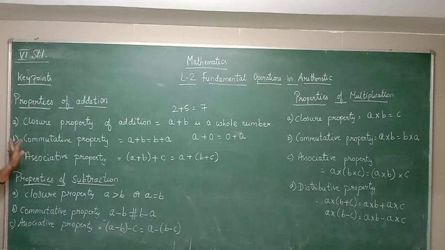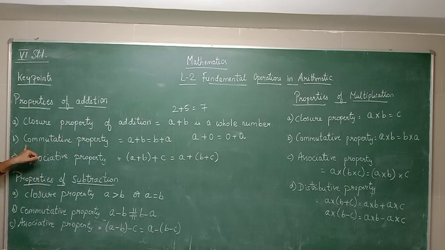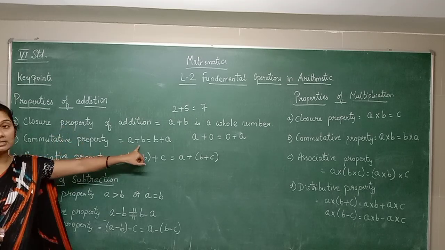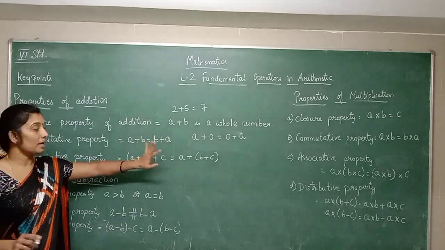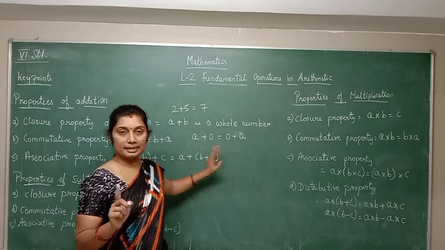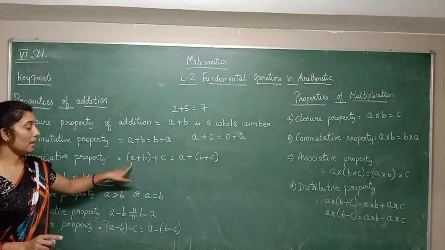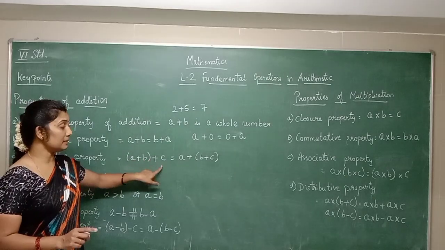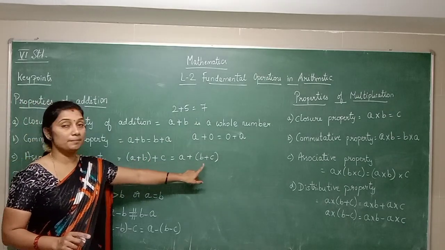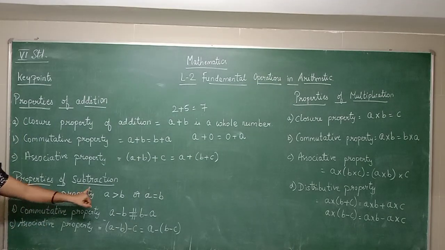So now you understood the properties of addition. Closure property: A plus B is always a whole number. Commutative property says that A plus B will be equal to B plus A. And also with 0, A plus 0 will be equal to 0 plus A. Whereas associative property says that bracket of A plus B plus C will be equal to A plus bracket of B plus C.